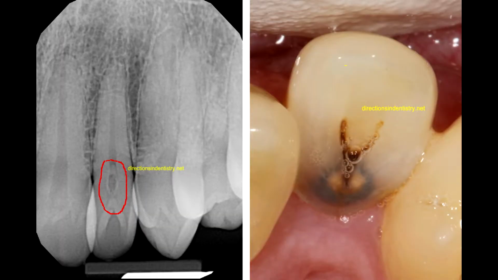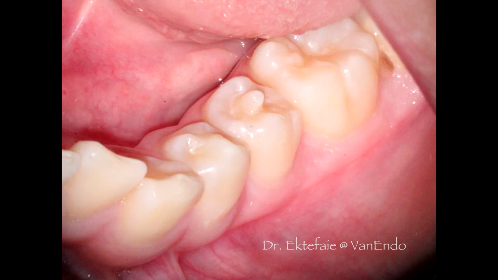Dens evaginatus. Cause: developmental. Location: anterior over posterior. Maxillary and mandibular incisors, maxillary lateral incisors. Clinical features: the tooth may appear normal or peg-shaped. Radiographically, enamel invagination is noted within the crown of the involved tooth. The treatment: if the tooth is vital, placement of a prophylactic restoration; if non-vital, root canal therapy. It can be diagnosed clinically and radiographically.